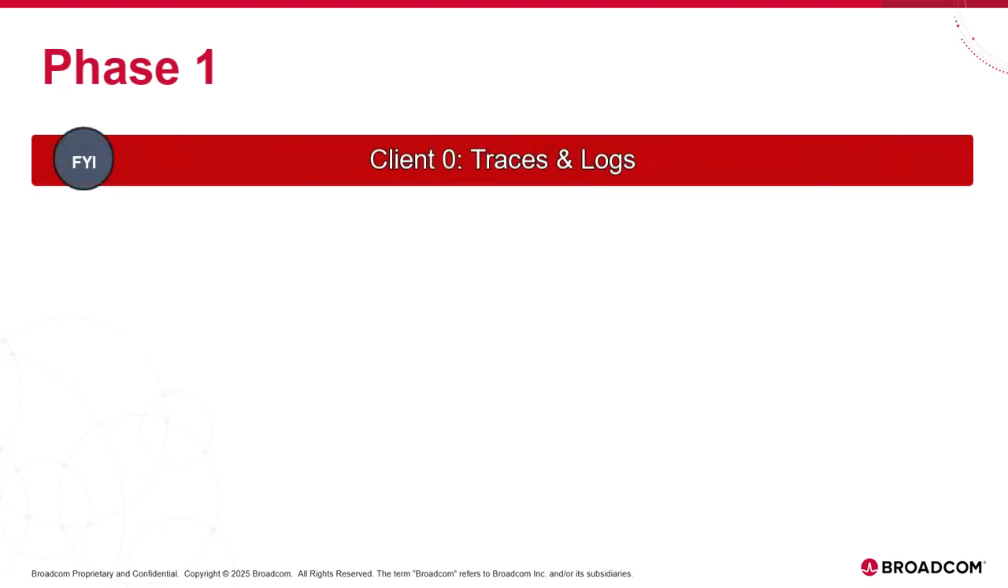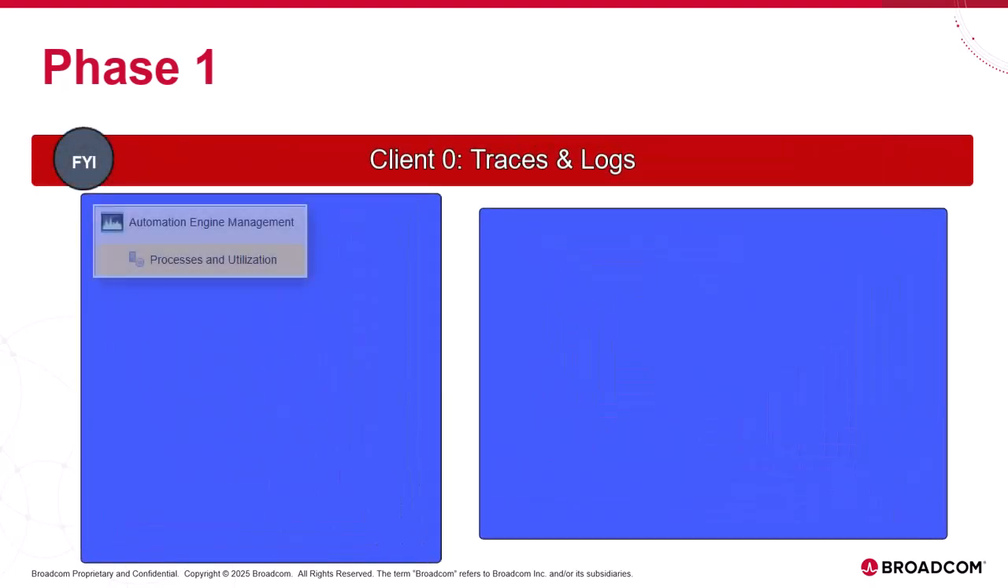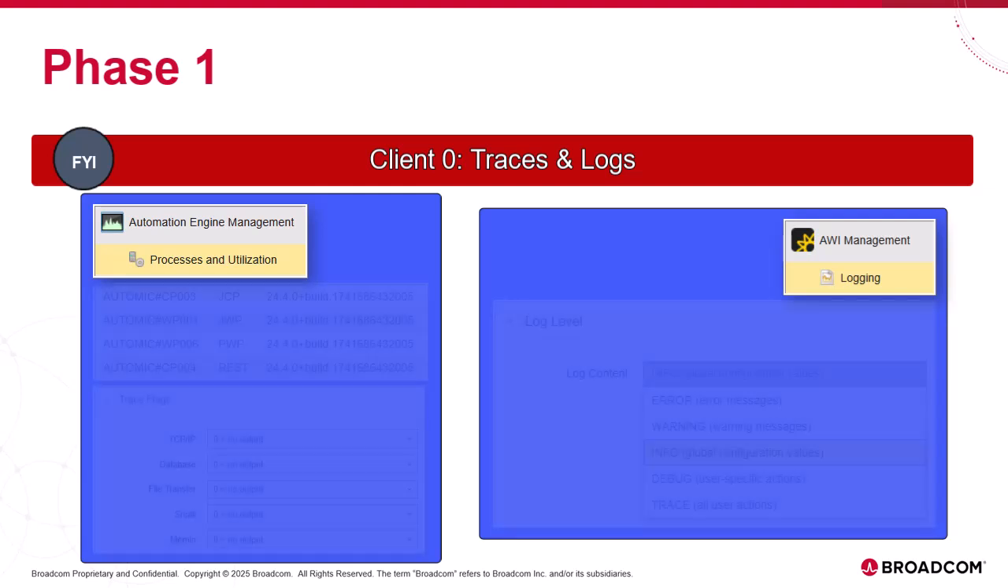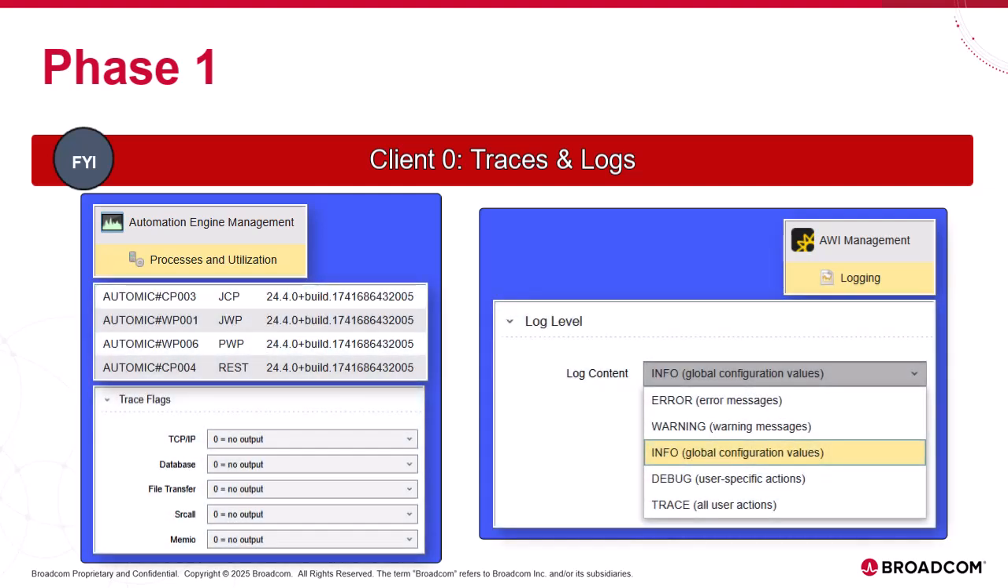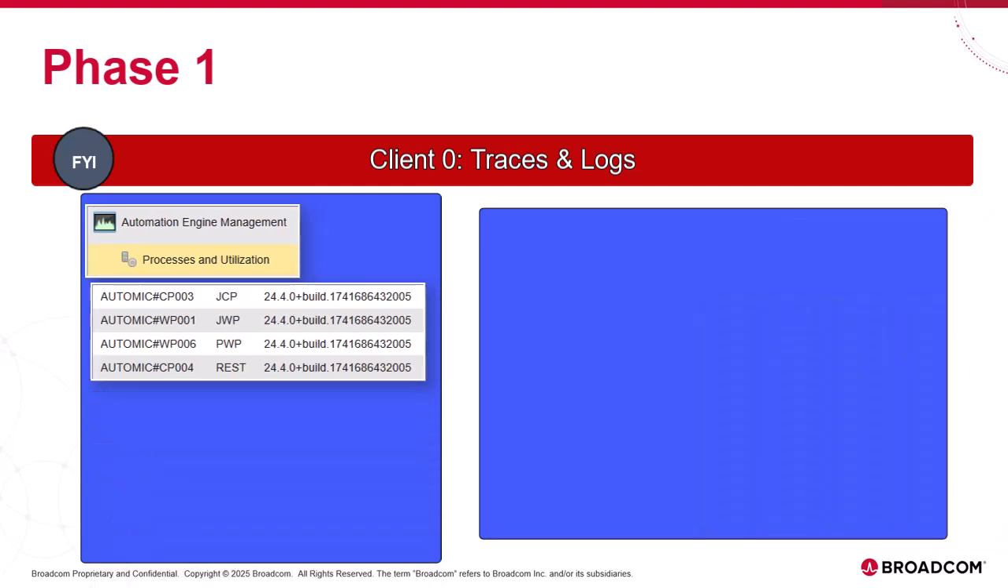The user cannot enable tracing for server processes or AWI. Tracing is notoriously resource-intensive and can have major impacts on AE. It's a troubleshooting tool reserved for unusual circumstances and will stay in the hands of our support teams in SaaS.